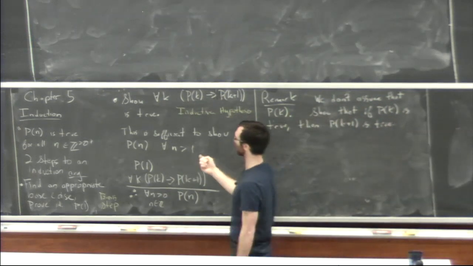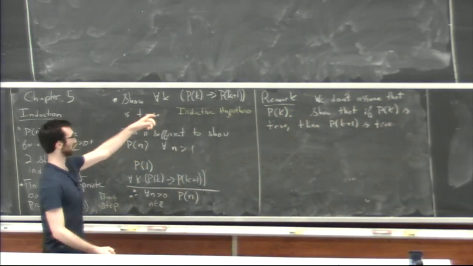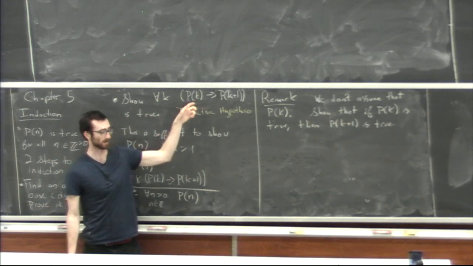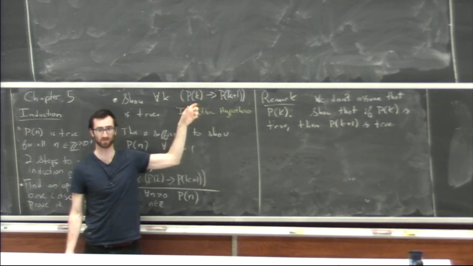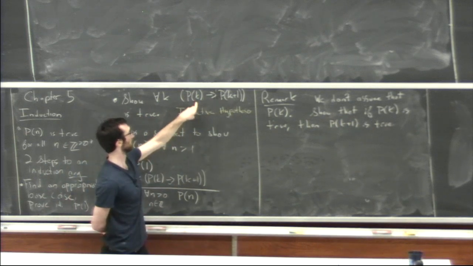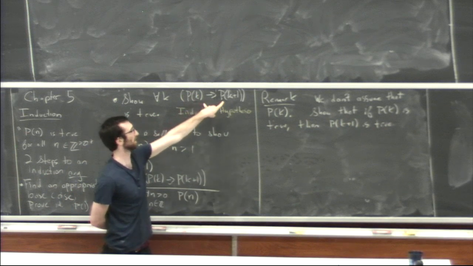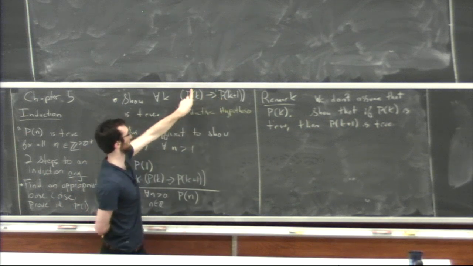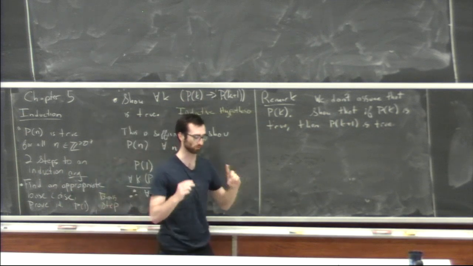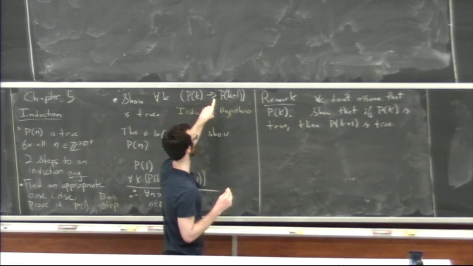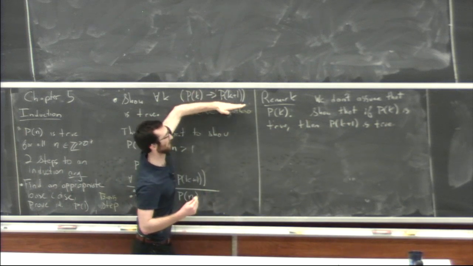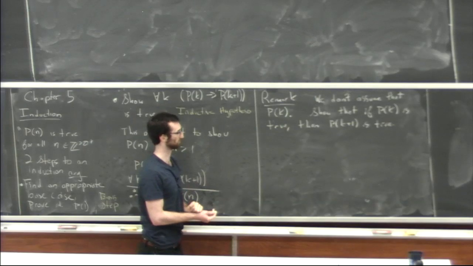Right? Remember that there are ways for an implication to be true even when the hypothesis of the implication is false. So the only time when this whole statement is false is when P of k is true and P of k plus 1 is false. So this is just a reminder on some of these truth tables and what this really signifies as a logical proposition.